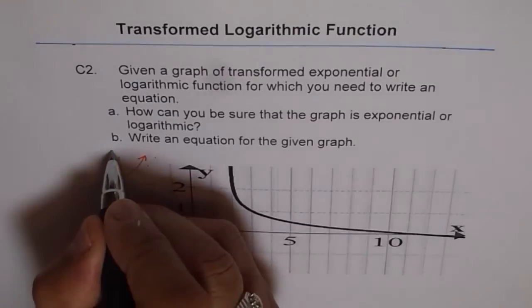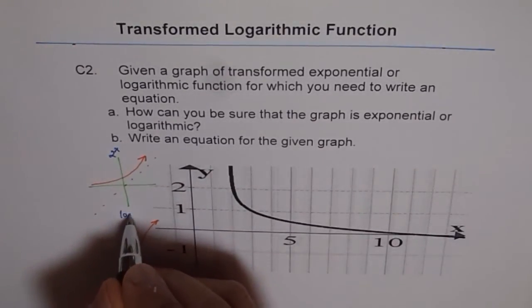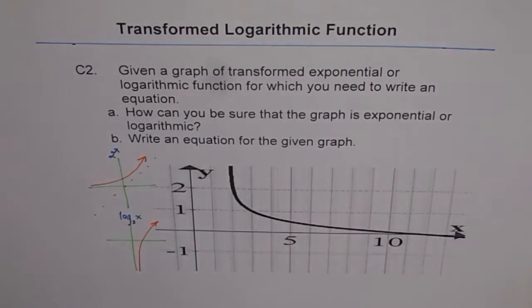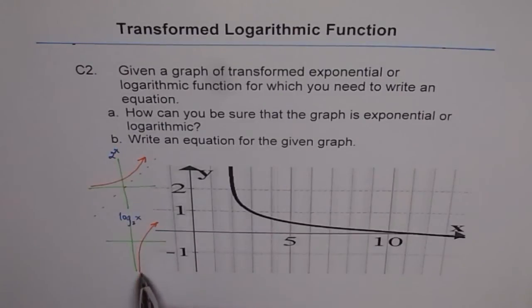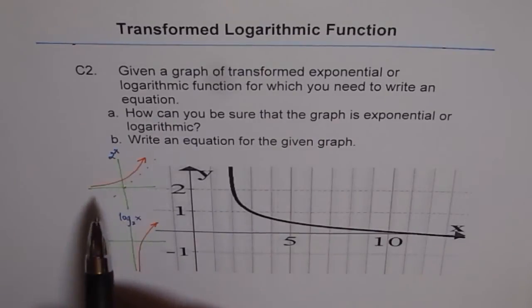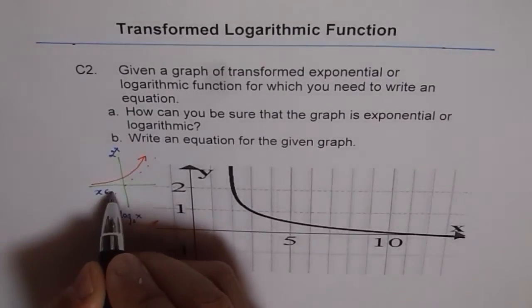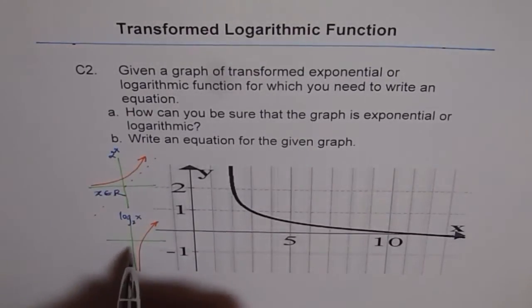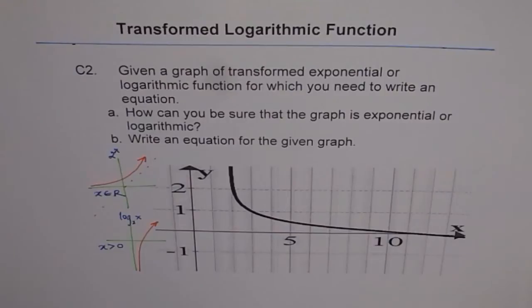So this is exponential. Let me take a concrete example, like 2 to the power of x here and log to the base 2 of x here, just as an example. That is an exponential function, and this is my logarithmic function. So what do you notice? In the exponential function, the domain has no restriction. What is the domain here? x belongs to real numbers. But here, the domain is restricted. x has to be greater than 0, correct? So that is one very major difference between the two.